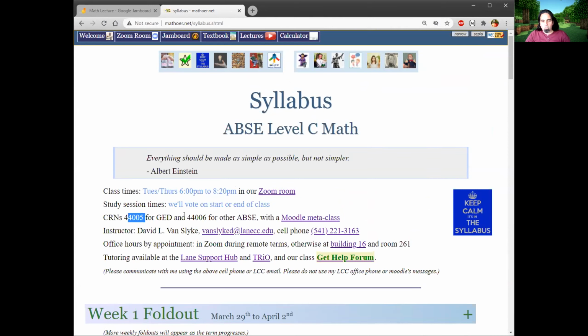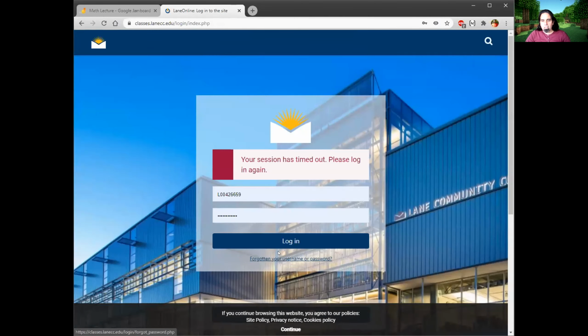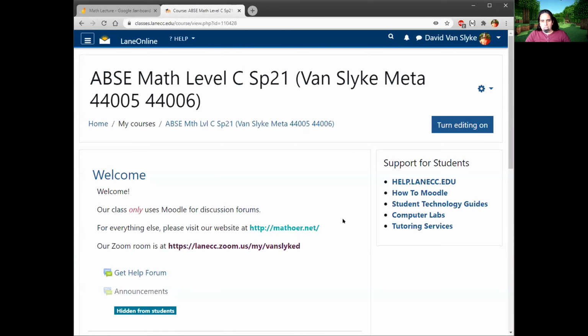We have 2 CRNs. And because we have 2 CRNs, we have what's called a Moodle meta class. So if I go to Moodle and log in, then here is our Moodle meta class. And you should see this when you log into Moodle. You won't see the one that's specific to your CRN because they're all sort of coming together here.